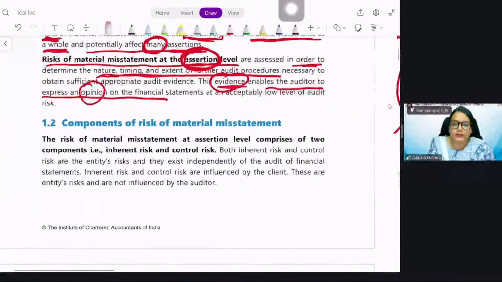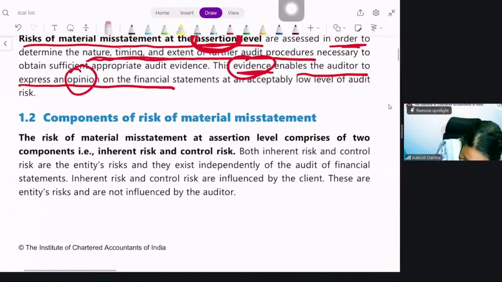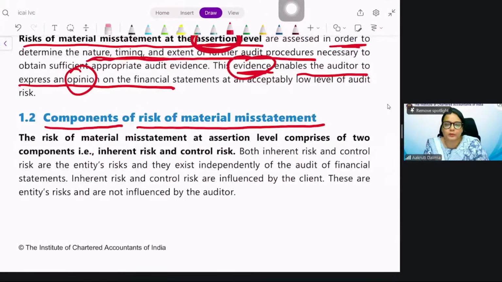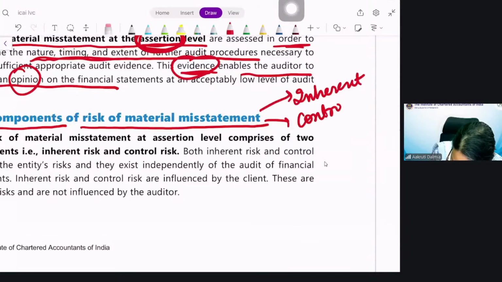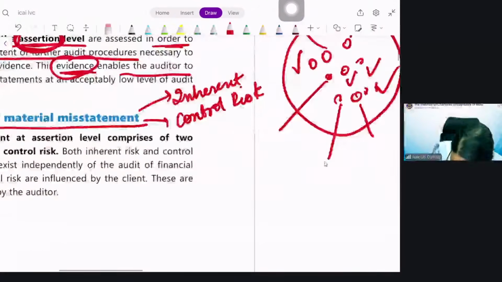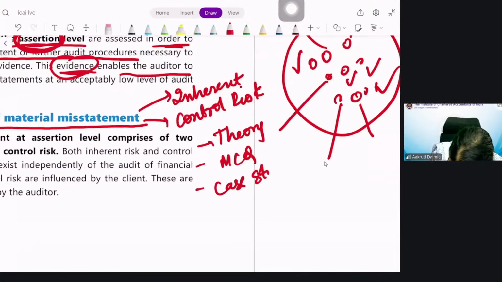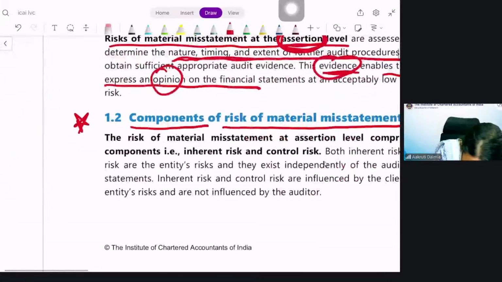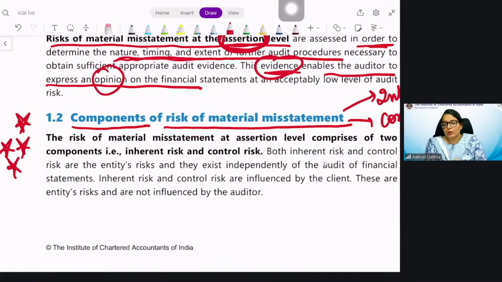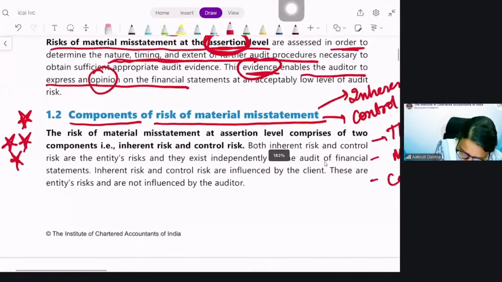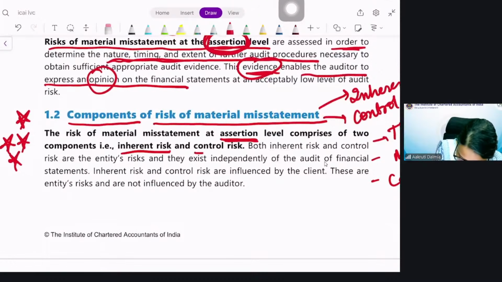Now let's come to components of risk of material misstatement. Pay attention. So components of material misstatement, here itself you draw inherent risk and control risk. This is important for theory, MCQ, case studies, everything. It is important for all types of questions. Okay. So risk of material misstatement at assertion level is inherent risk and control risk.